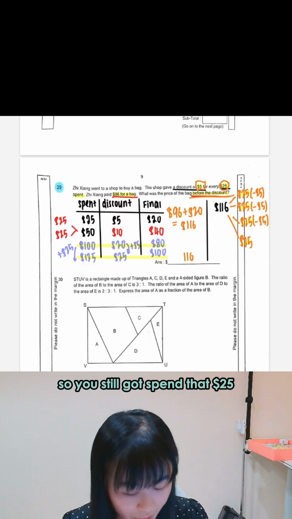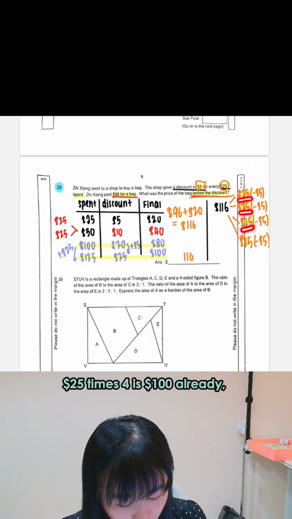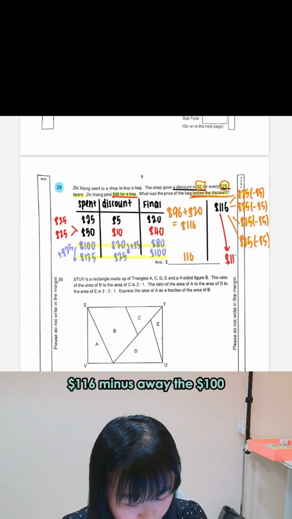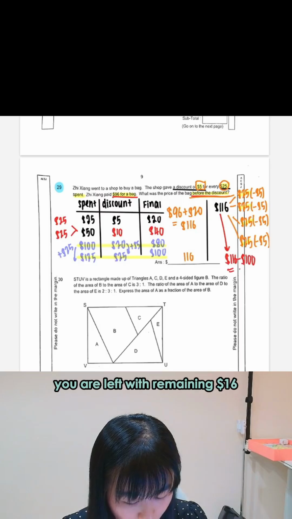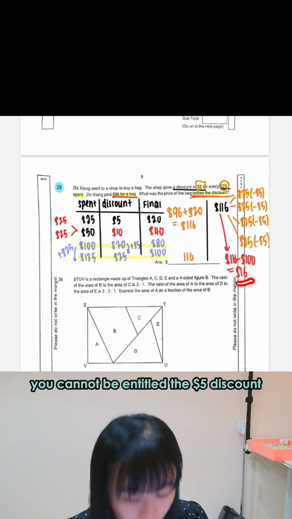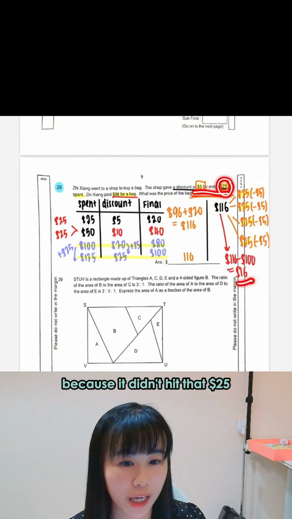So you still get to spend that $25, which is minus $5. Then 25, 25, 25, 25, 25 times 4 is $100 already. You take the 116 minus away the $100, right? You are left with the remaining $16. This remaining $16, you cannot be entitled to the $5 discount because it didn't hit the $25.